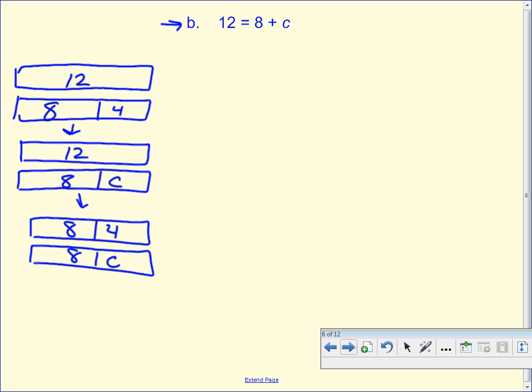Yeah, I don't know why they do it this way. I personally would like to do the variable model first. Yeah, I would accept it either way.